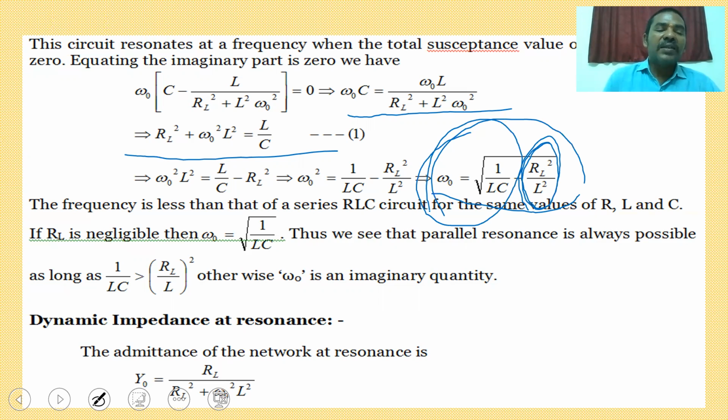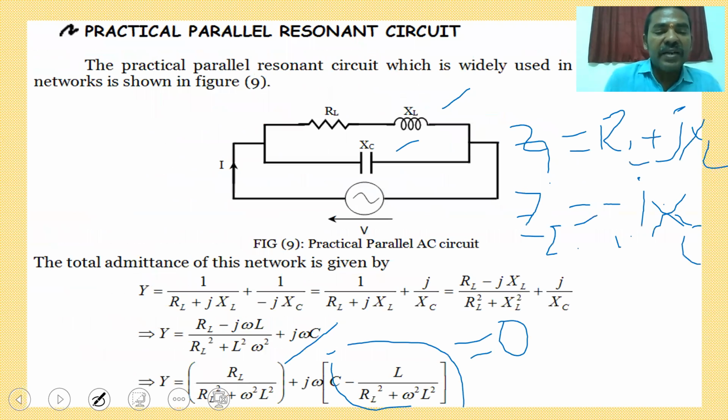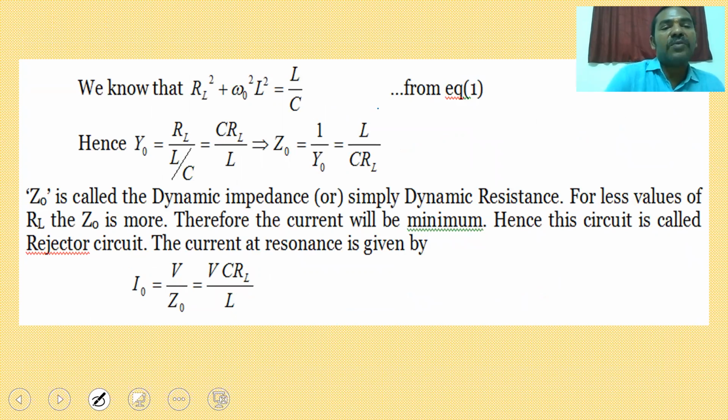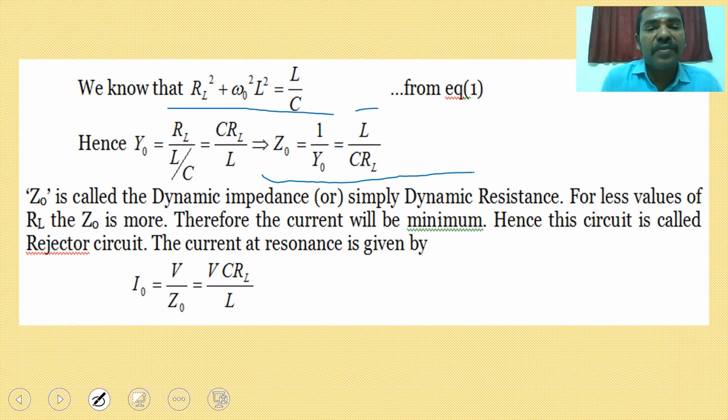Are you understanding? And similarly, the real part of your Y is RL divided by RL square plus omega square L square. So you can calculate the omega naught value from the previous equation, that is RL square plus omega naught square L square is equal to L by C. So Y naught is equal to RL divided by L by C, that is CRL by L, or Z naught, in terms of dynamic impedance, 1 by dynamic admittance, is equal to L by CRL.